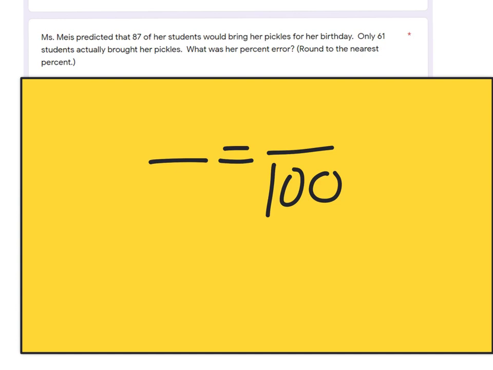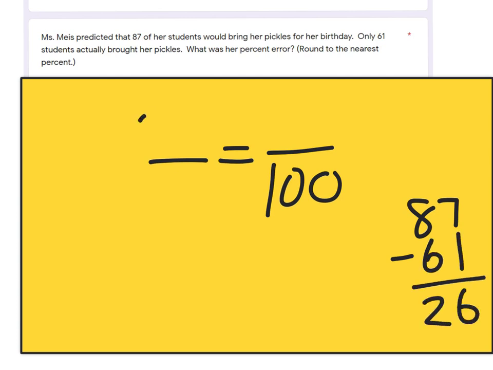We want to find out how much she missed the mark by, how much her guess was off. Well, the difference of those two this time is 26. So she was off by 26. She missed it by 26. And we always want to compare it to, remember, the original or actual amount. Since this is a percent error one, we want to go with the actual amount. Did 87 students actually bring her pickles, or did 61 students actually? 61 was the number that really did it, not what she thought.